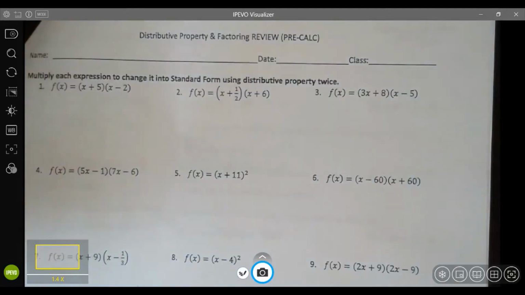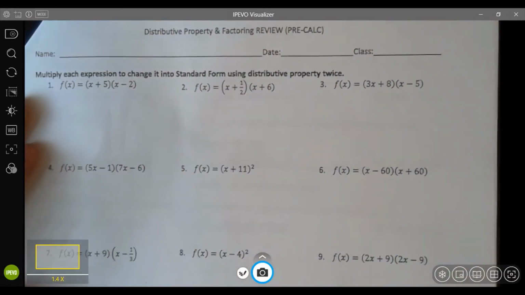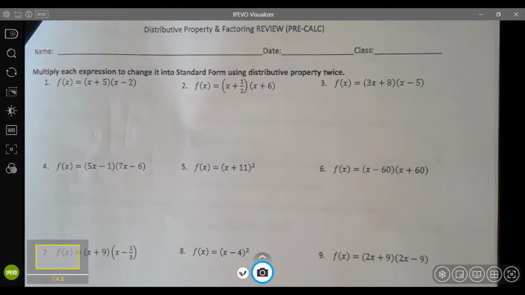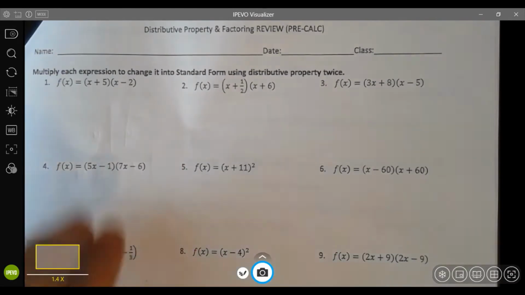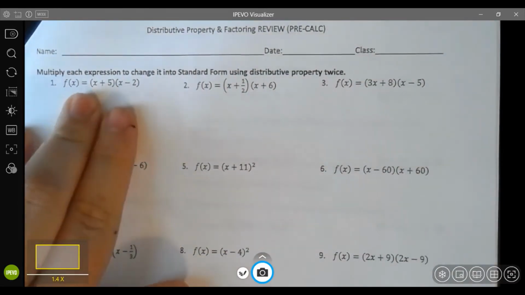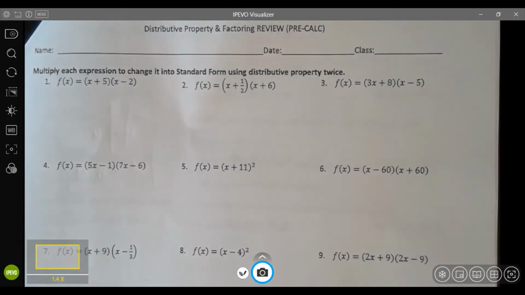Okay, so this next part of your review, this front page is all about distributive property. The back page is about factoring. So the distributive property, all that says is that I have this product, like for example, in one, x plus 5 times x minus 2. The most common thing you're going to use there is just go ahead and FOIL it out.